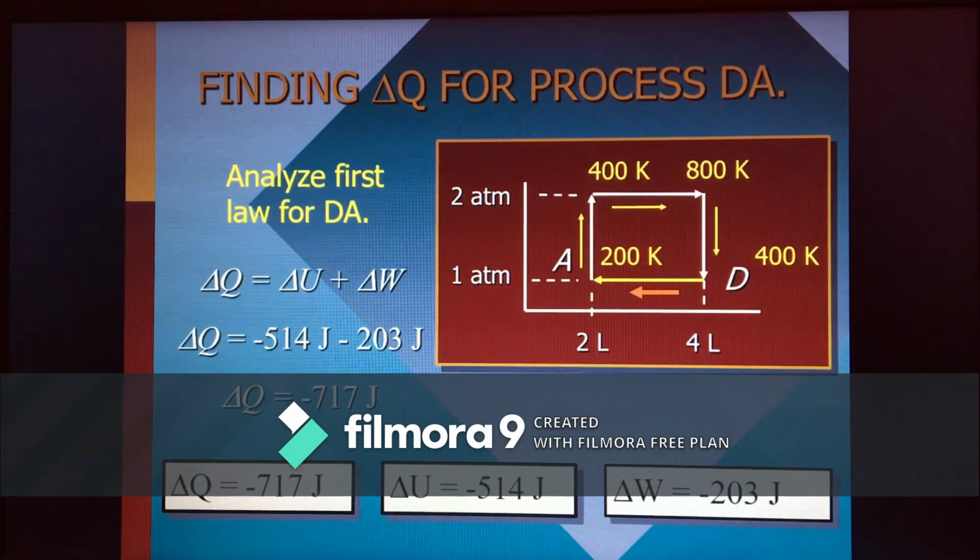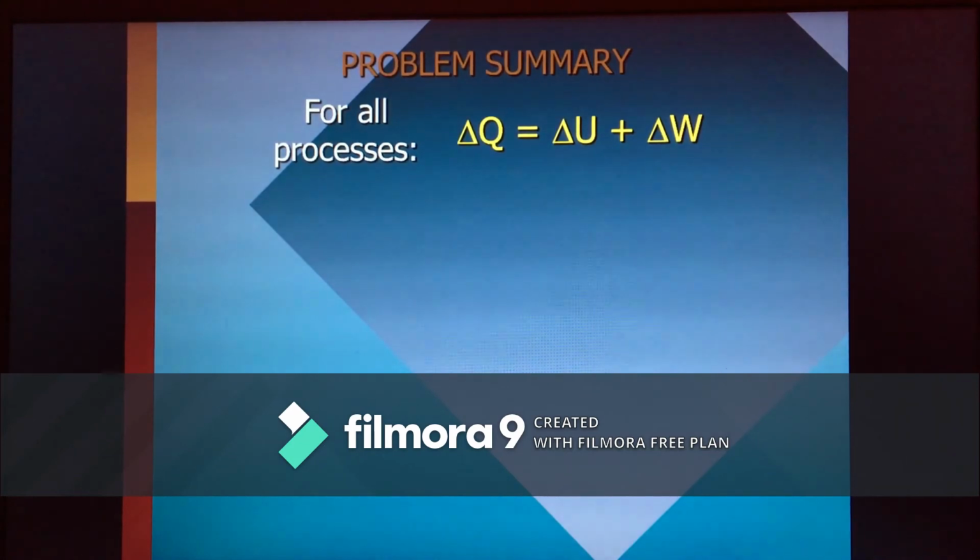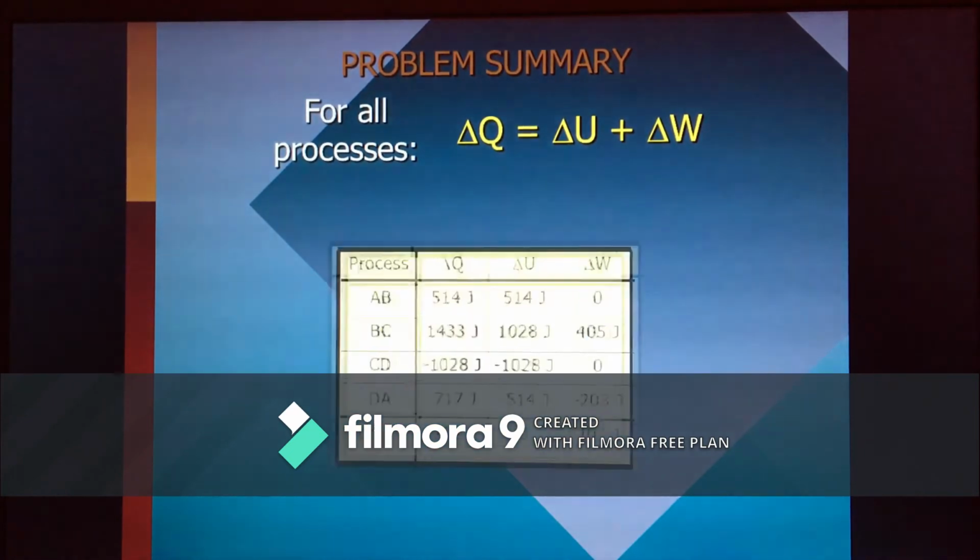Okay, so that's the result for this process DA, which is an isobaric process. We got the change of heat equal to the sum of the change of internal energy and the work, which is equivalent to negative 717 joules. Okay, so this is the summary now for all processes. We have delta Q equal to delta U plus delta W, and for all processes we use this relationship.